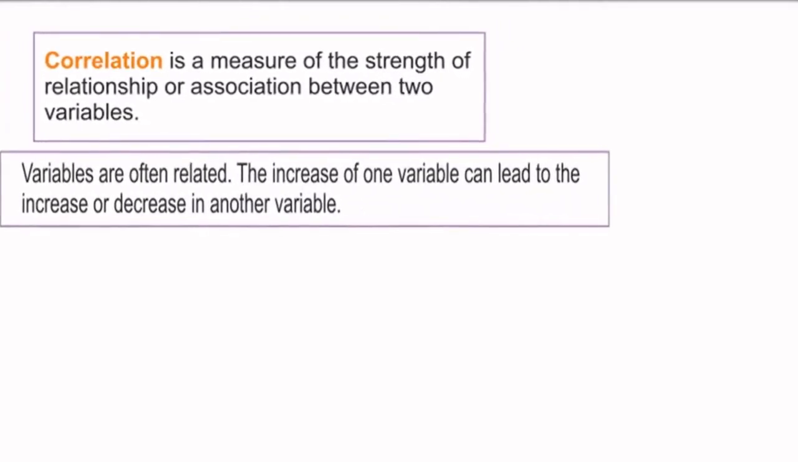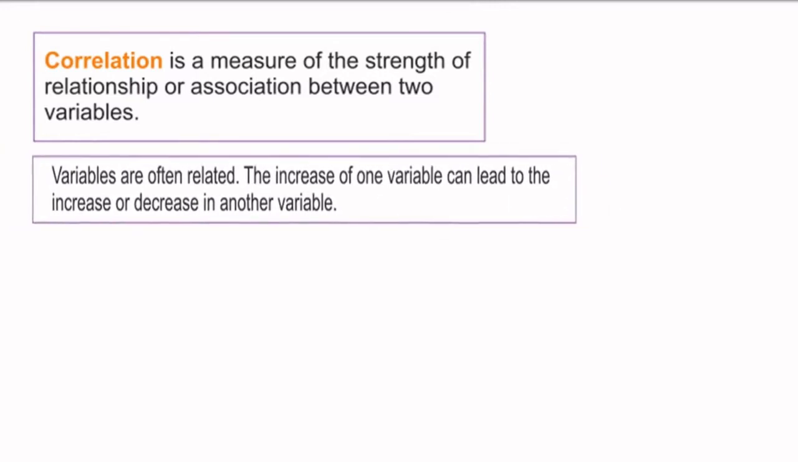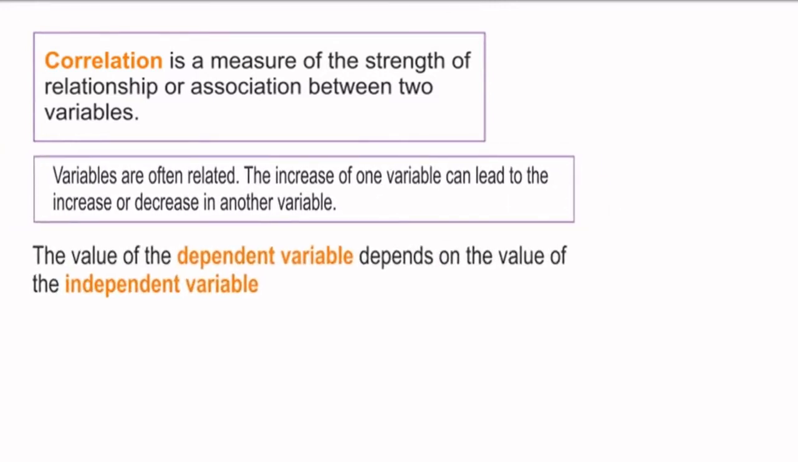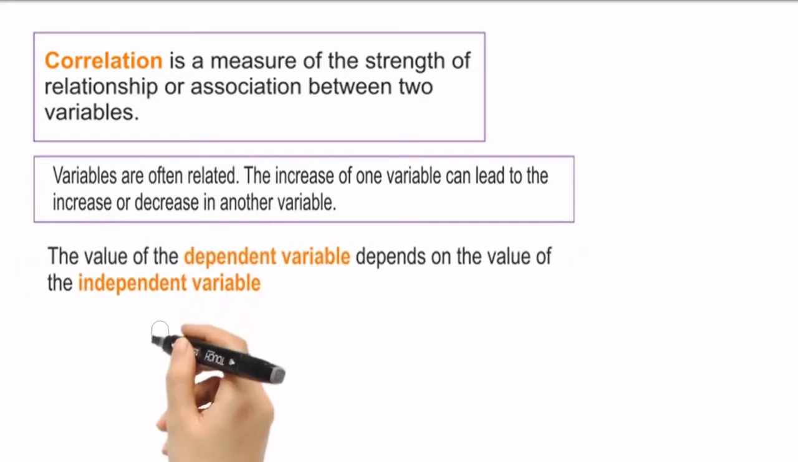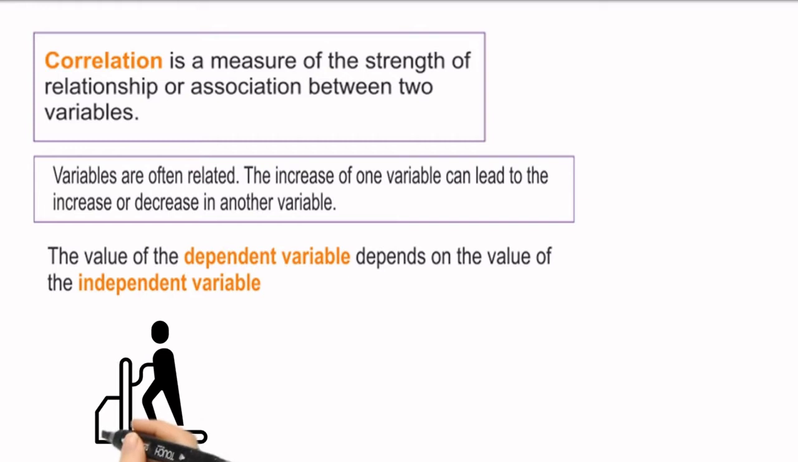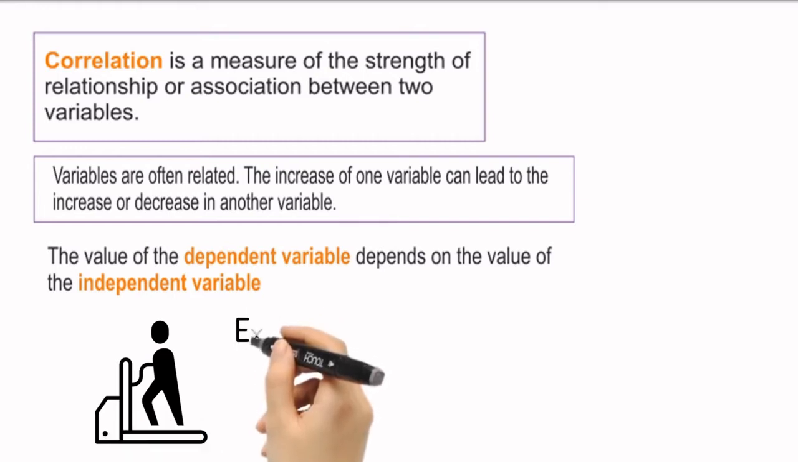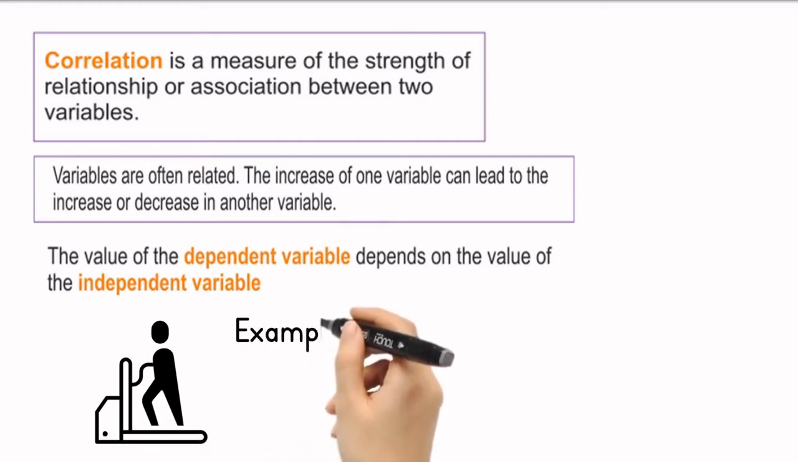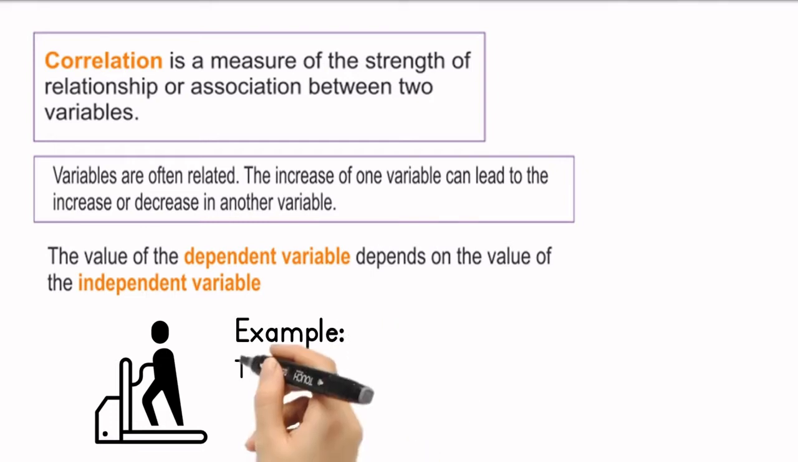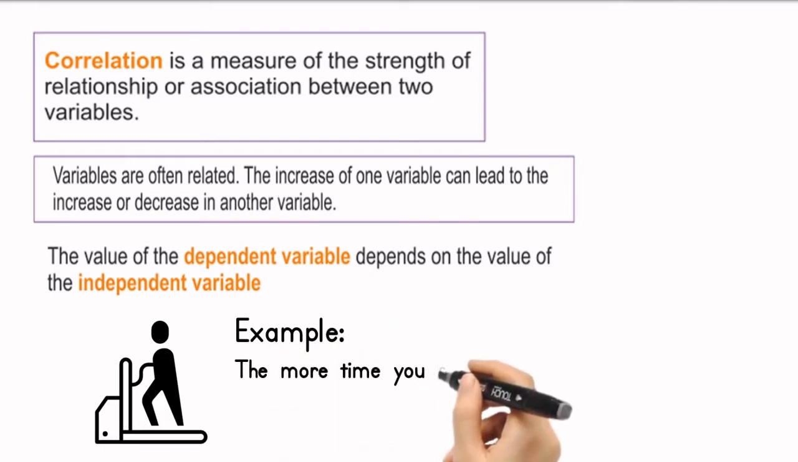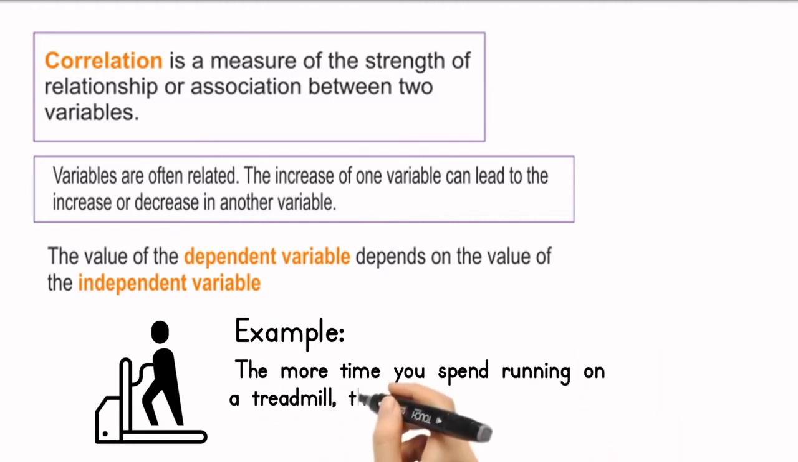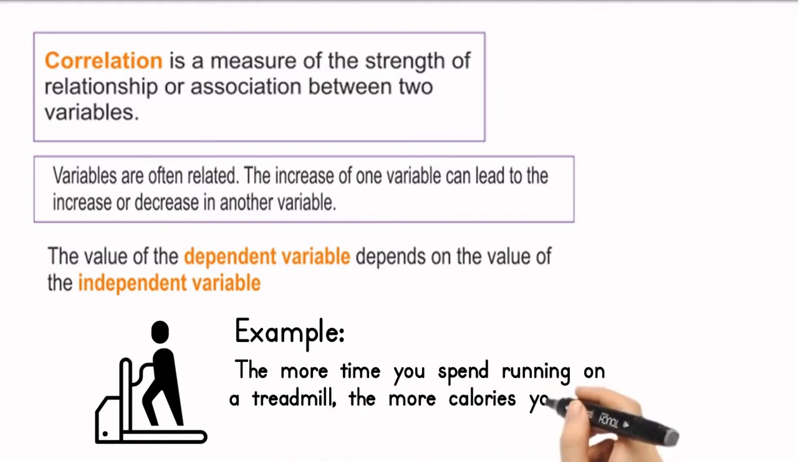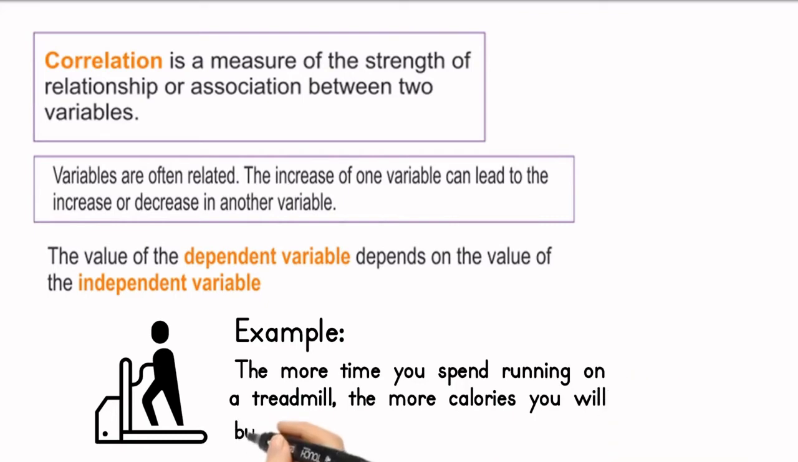Before understanding how to draw a scatter plot, let's first understand what correlation is. Correlation is a measure of the strength of relationship or association between two variables. Variables are often related. The increase of one variable can lead to an increase or decrease of another variable. In this relationship, the value of the dependent variable, often referred to as y, depends on the value of the independent variable, often referred to as x. Example: the more time you spend running on a treadmill, the more calories you will burn.